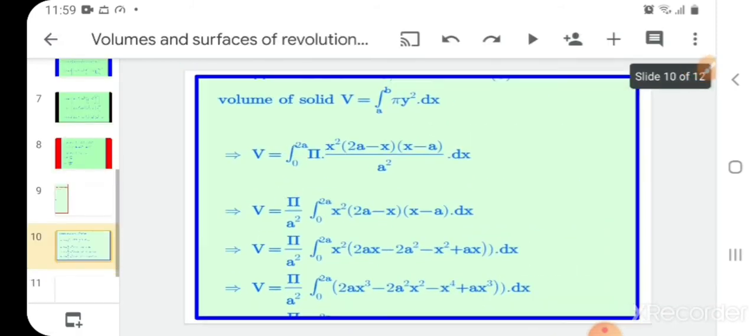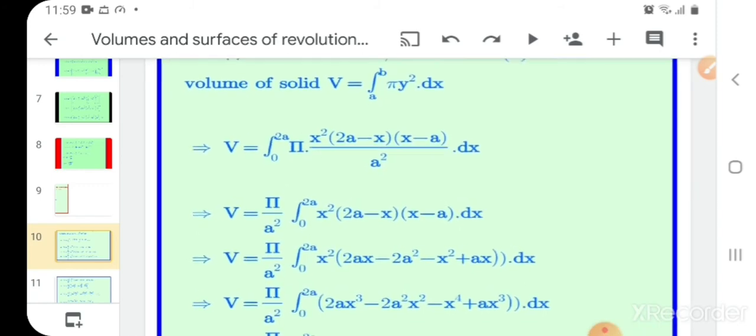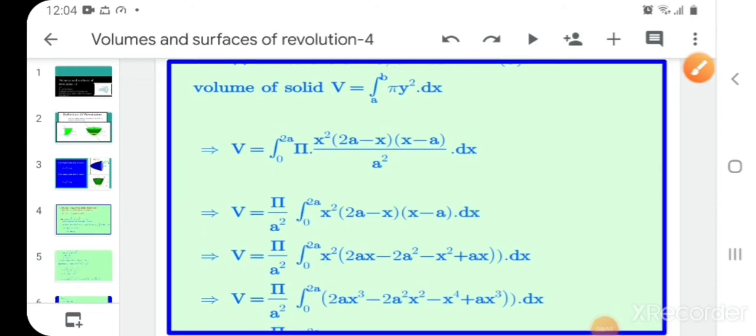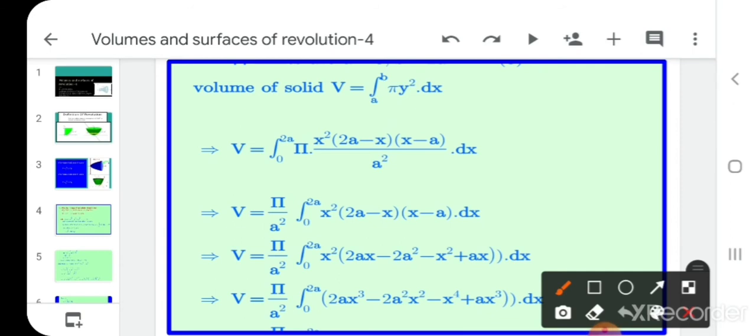Next one. We know the y square value and limit values. So I write the formula of volume. Already we found the limit values and y square value. So now I substitute those values. V equals, what are the limits here? We get 0, 2a. So I write integral 0 to 2a, pi, what is y square? x square into 2a minus x into x minus a by a square dx.